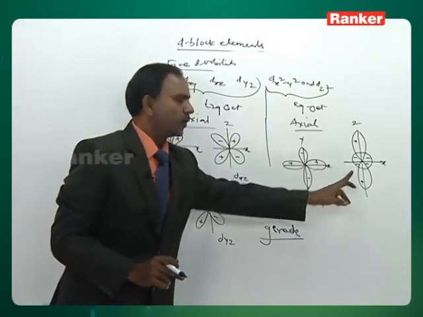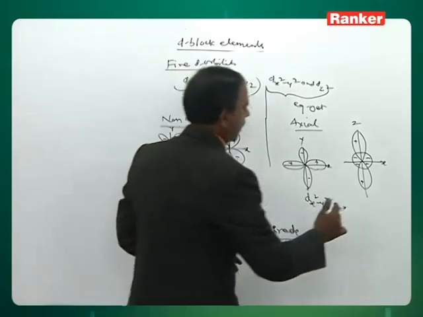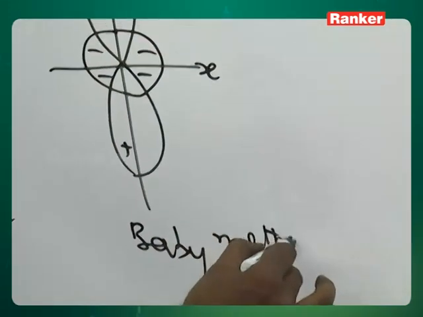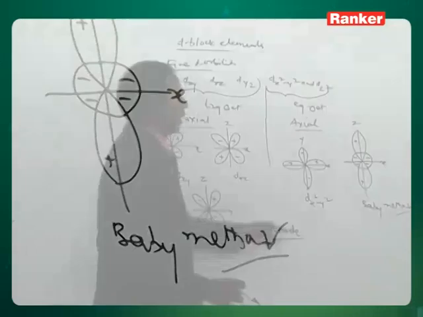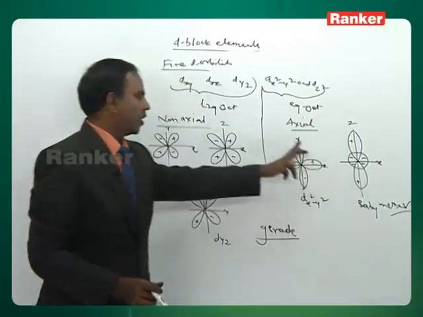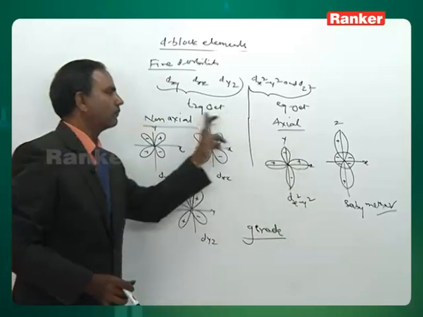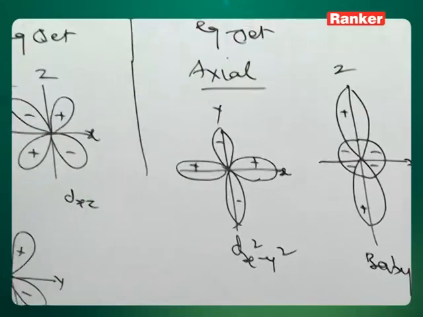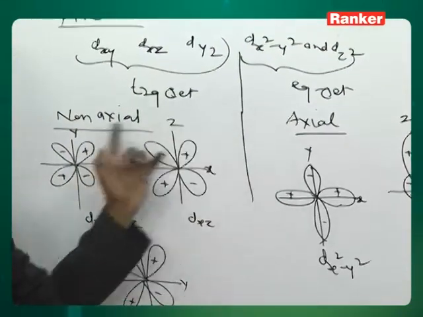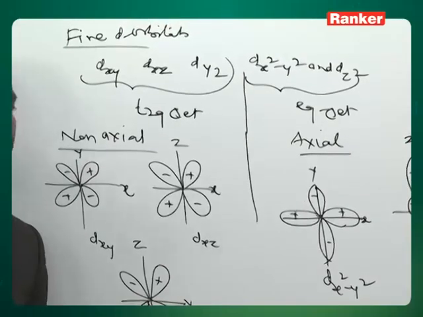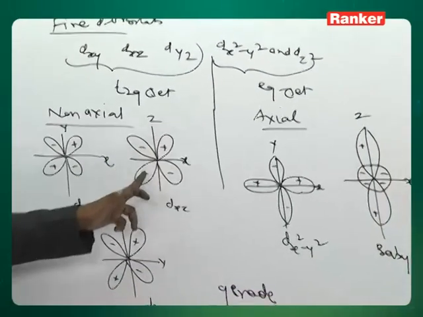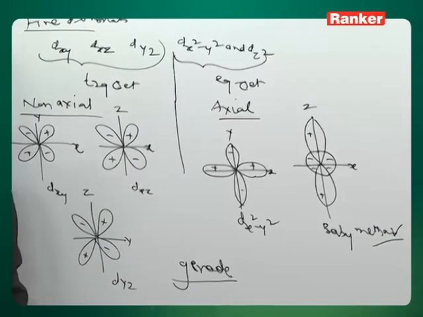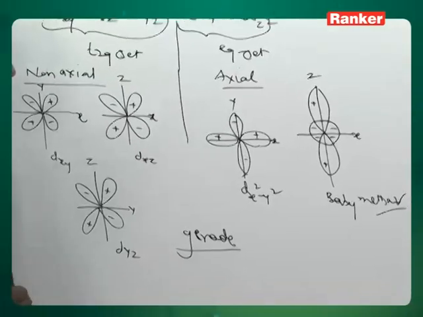Next, among the d orbitals, the dz square orbital is dumbbell in shape, and we can also call it barbell in shape. Remaining all the orbitals, we are clearly looking, are double dumbbell in shape. In all the d orbitals, opposite lobes carry identical wave functions. They are symmetric, therefore they are known as gerade orbitals.